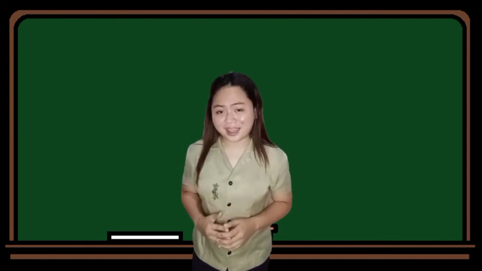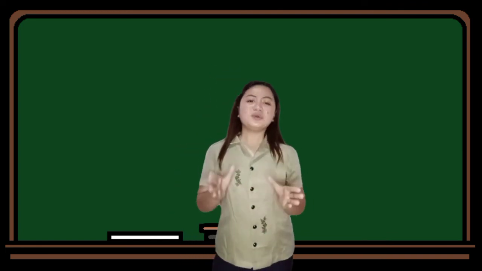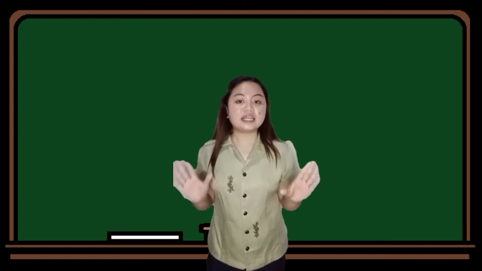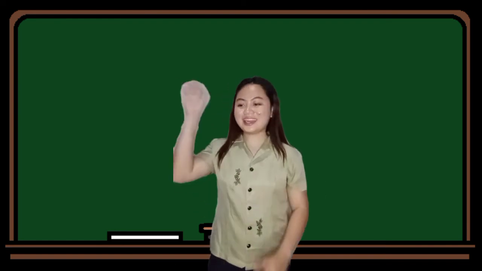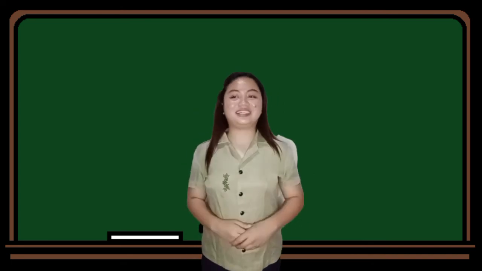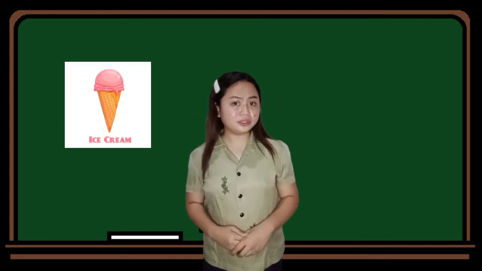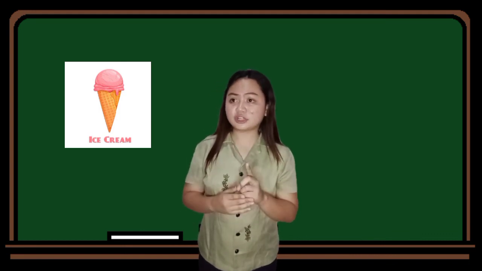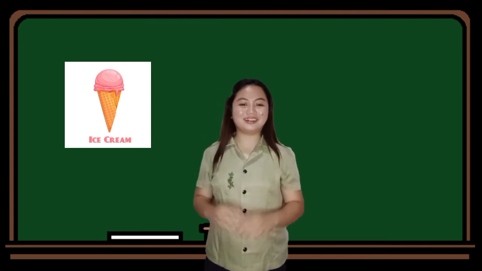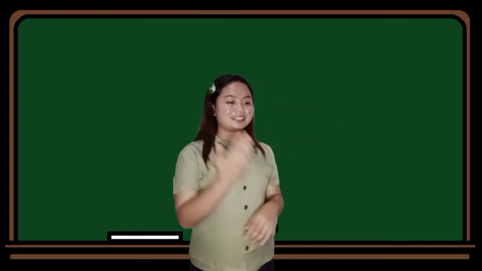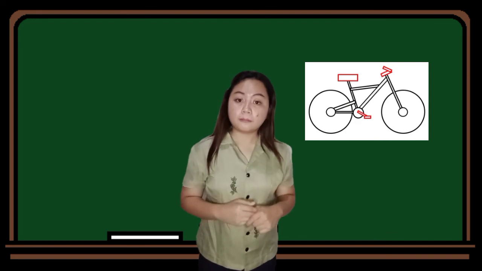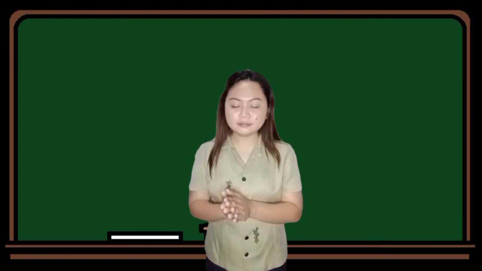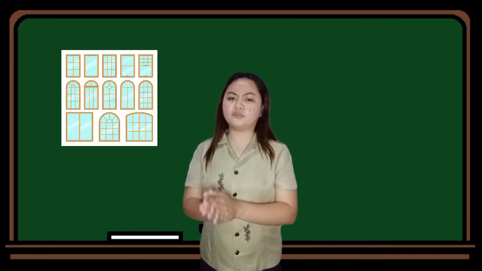Yes, ma'am. Alright, so class, can you give some examples of composite figures that you will see in your surroundings? Okay, anyone? Yes, Angeline. Ice cream. Ice cream, very good, correct, because it has two geometric shapes, which are triangle and semicircle. Very good. What about others? Yes, Clysa. Bicycle. Bicycle, very good. Okay, next, Lauren. Window. Window, very good.